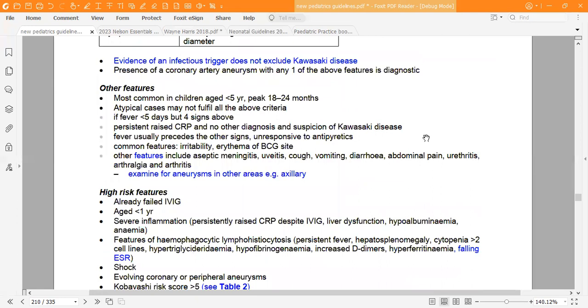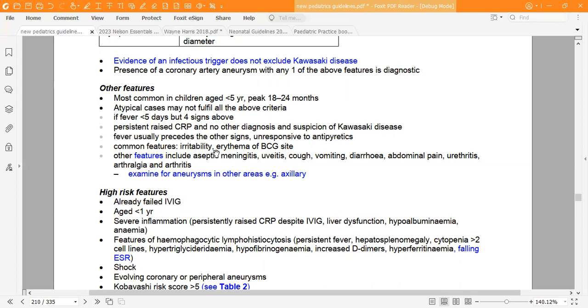Other features for Kawasaki: most common in children aged less than 5 years, peak between 18 and 24 months. Atypical cases may not fulfill all the above criteria. If fever less than 5 days but 4 signs above, persistently raised CRP and no other diagnosis, there is suspicion of Kawasaki disease. Fever usually precedes the other signs, unresponsive to antibiotics. Common features: irritability, erythema of BCG site.